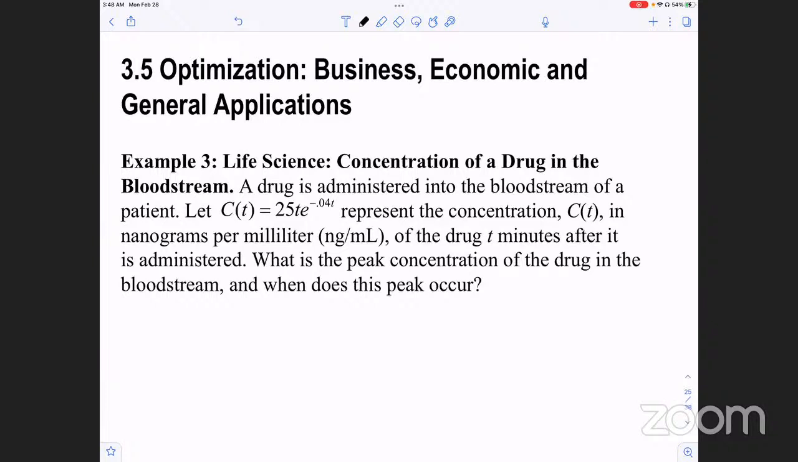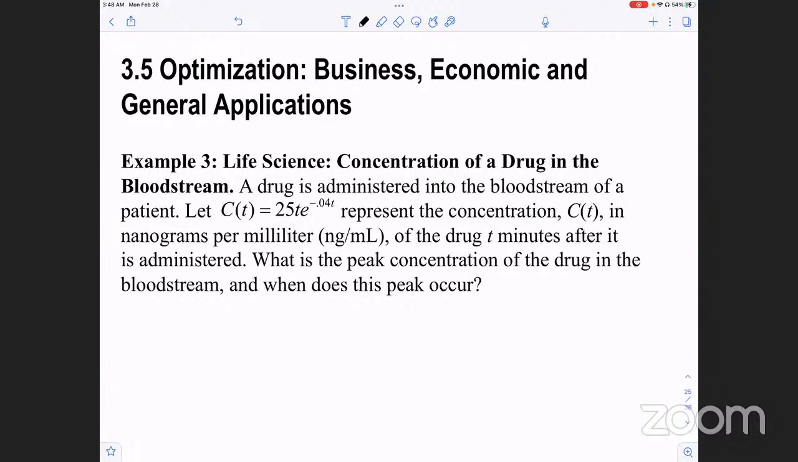Now this example is life science: concentration of a drug in the bloodstream. A drug is administered into the bloodstream of a patient. Let C of t represent the concentration, in nanograms per milliliter, of the drug t minutes after it's administered. What is the peak concentration of the drug in the bloodstream, and when does the peak occur? Basically we want to maximize this function. We look at the first derivative, find our critical values, and do what we've been doing, and we can answer those questions.